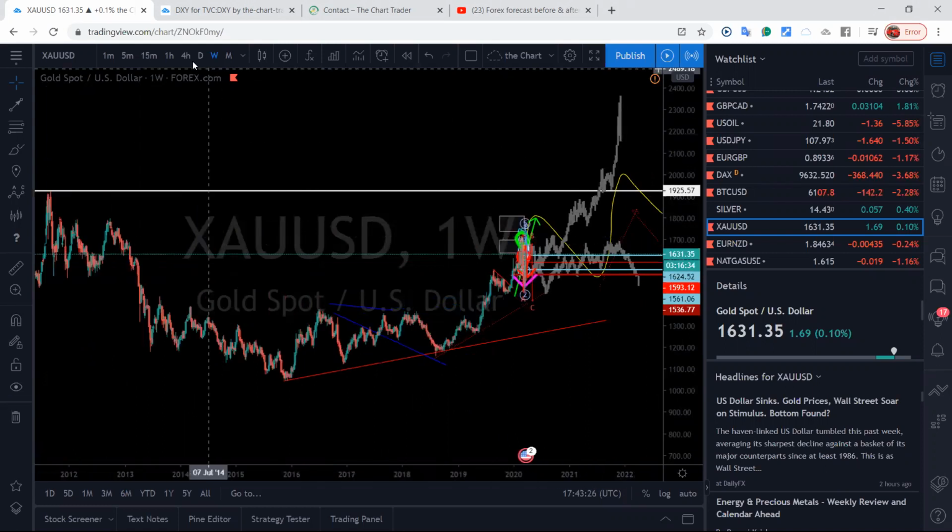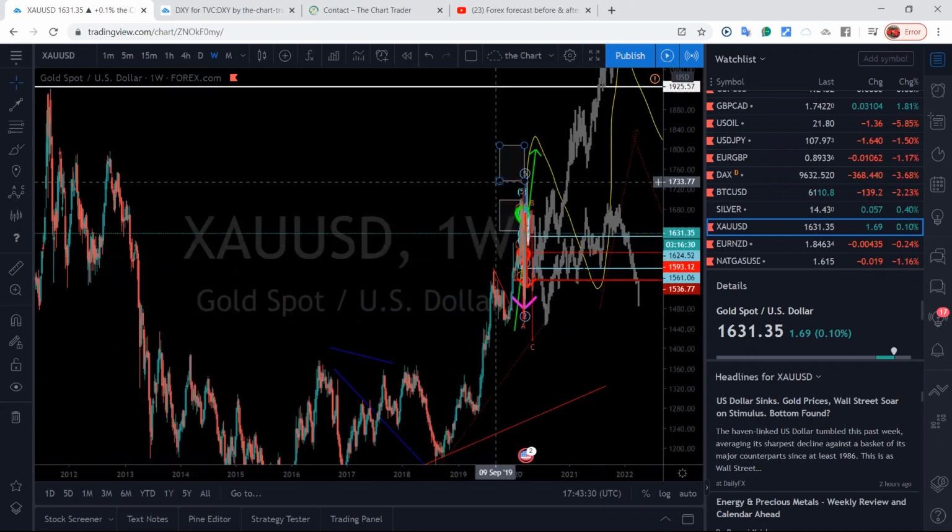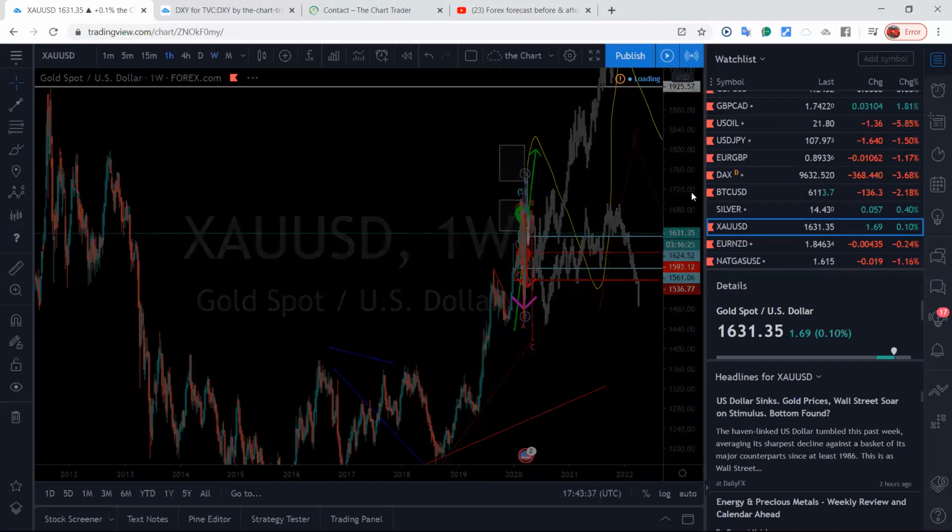So guys, let's make it easy. Either way, if they're going to the downside, I'm expecting a correction. If they're going to the upside, I'm expecting a correction. That's it, simple as that. Let's go now to the smaller time frame.